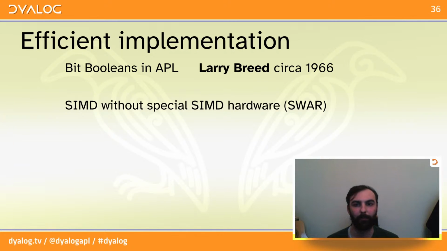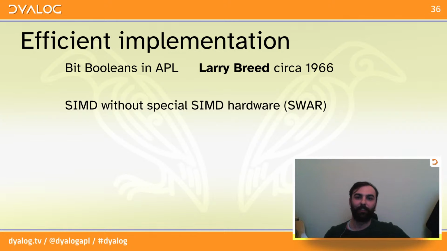We have technology. Part of the reason for some of these speed ups, and certainly the memory efficiencies when it comes to Boolean techniques, comes down to Larry Breed's decision, one of the early implementers of APL. In the very first implementation of APL, it was decided that Booleans should be stored as 1 bit per bit. Some languages store 1 byte per bit, or 1 Boolean bit is represented as a byte.